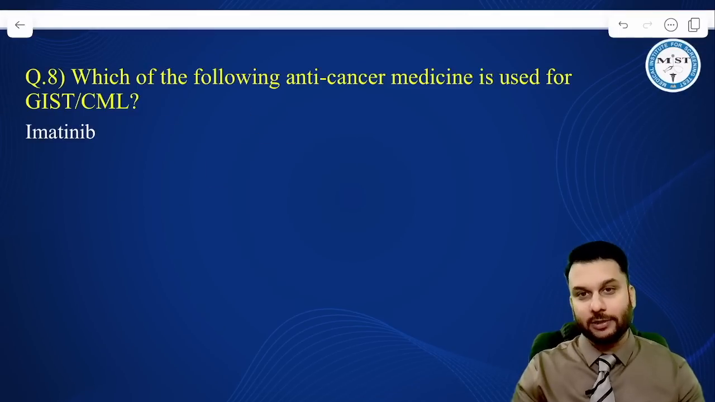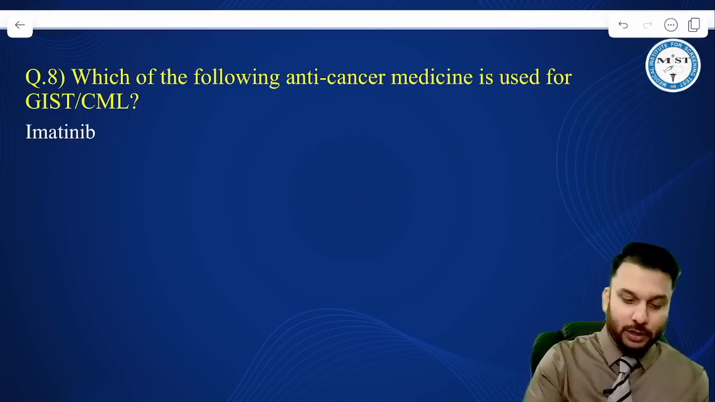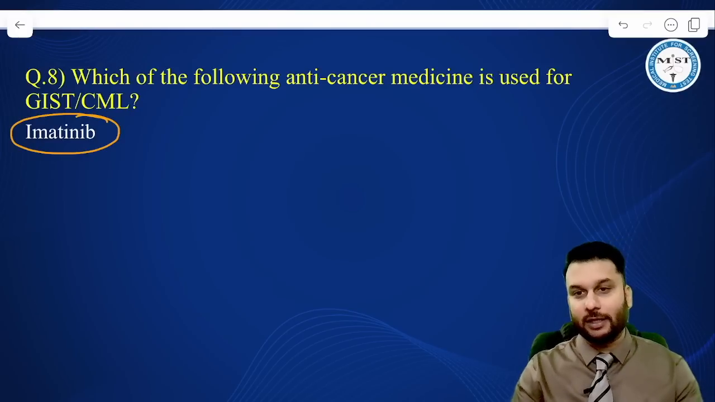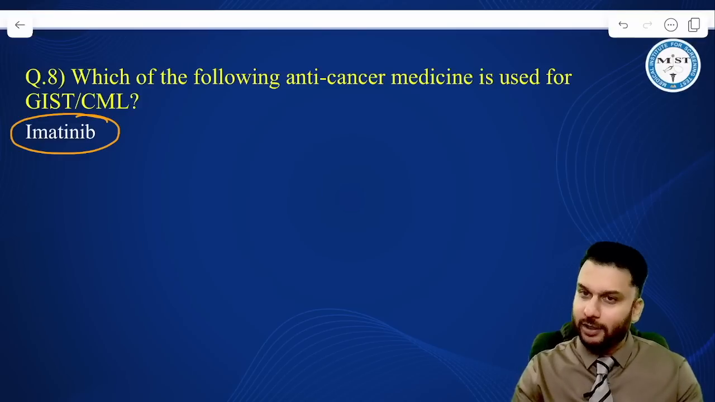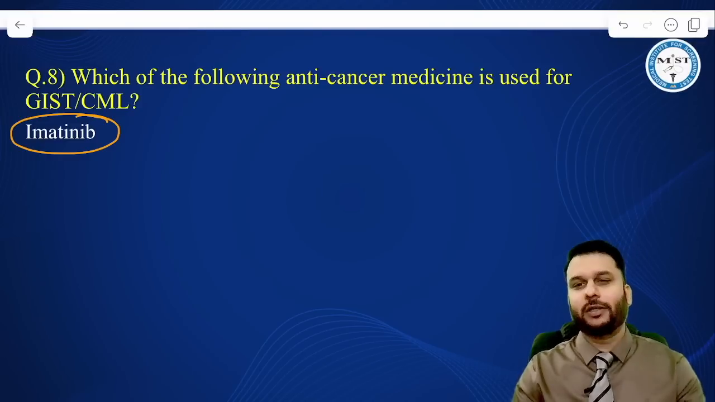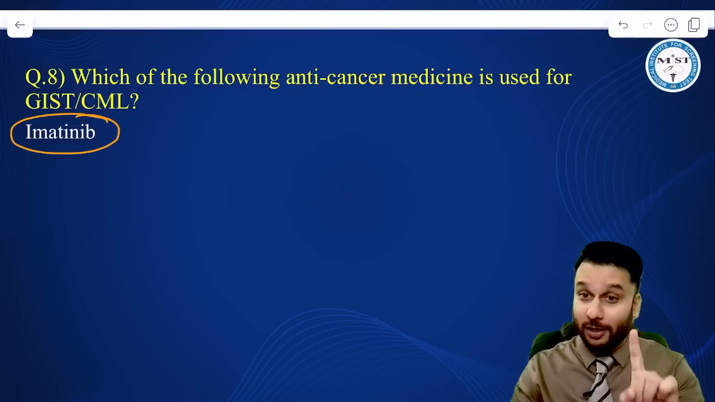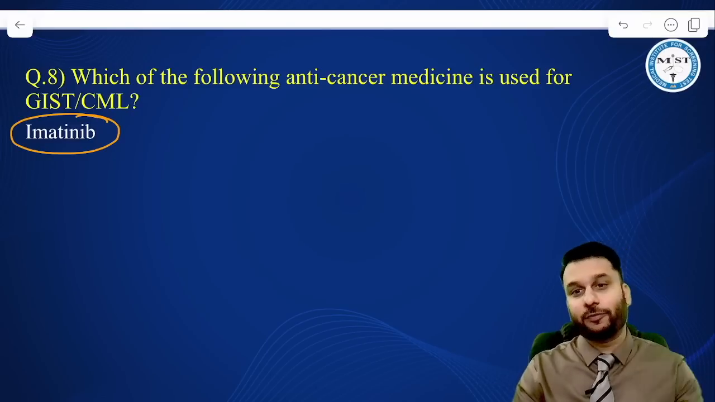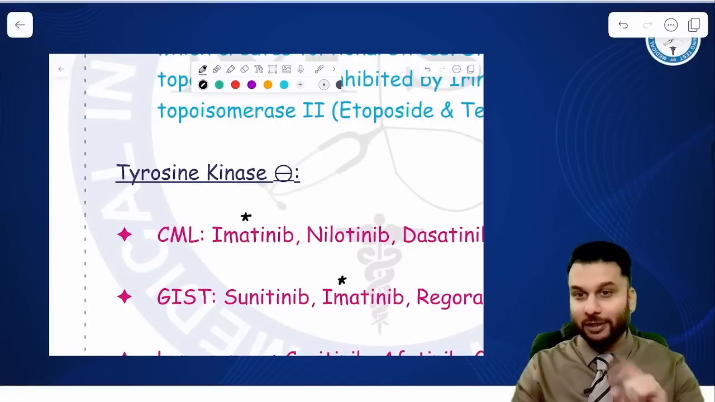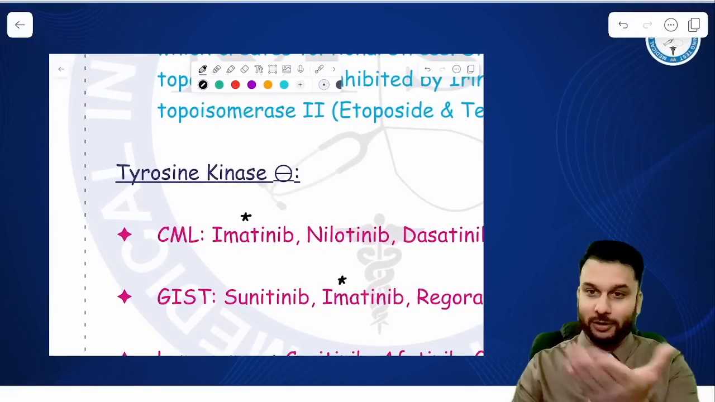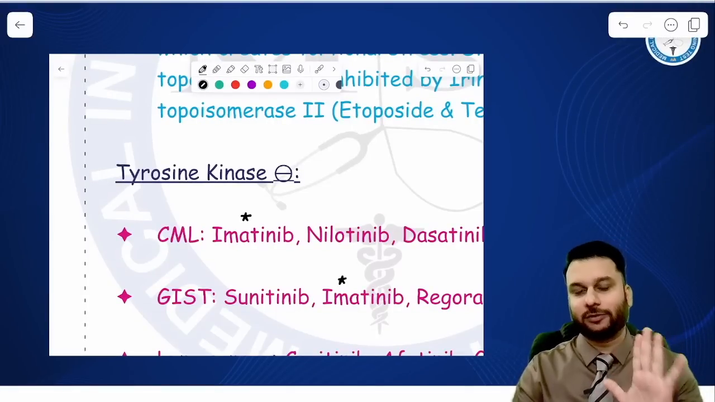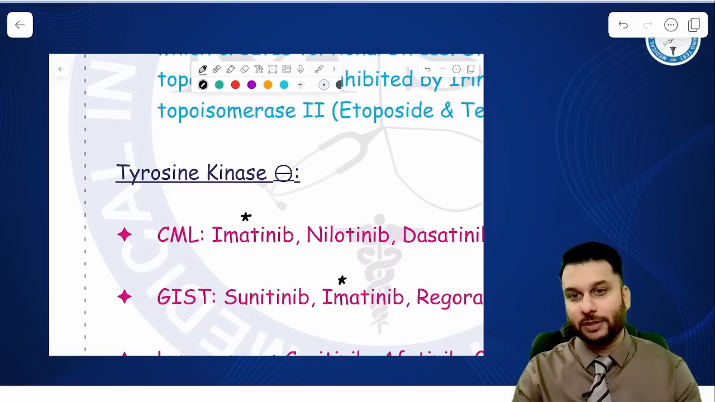Which of the following anti-cancer medicine is used for the GIST or CML? I don't know which of the two was asked. Some people were saying CML. So guys, imatinib is the answer for this. In fact, I told you tyrosine kinase inhibitors that end with tinibs, there are many of them. But if at all they ask you something in exam, they will ask you imatinib. This is one of the first few tinibs that were created. That is something I had marked during my classes also. Although there were many others, the chances are less for the others being asked. But please do know imatinib for CML and for GIST.